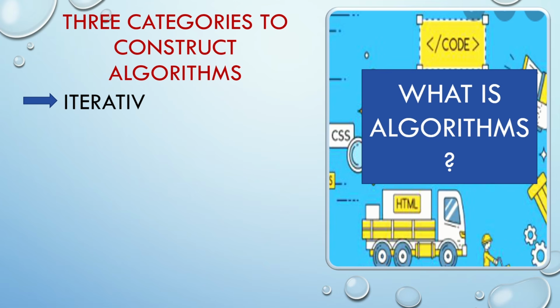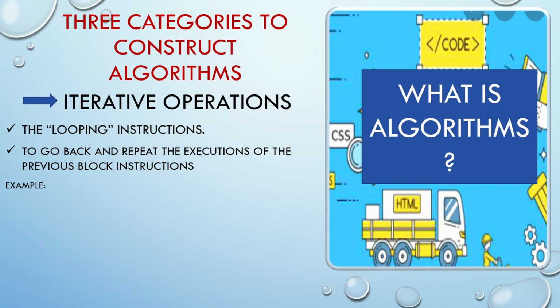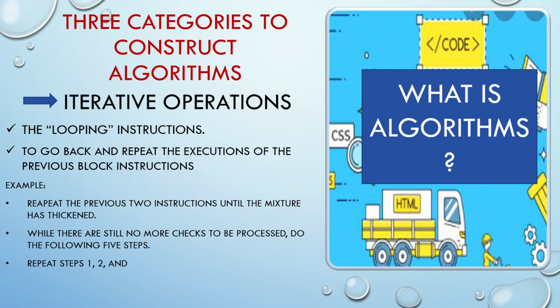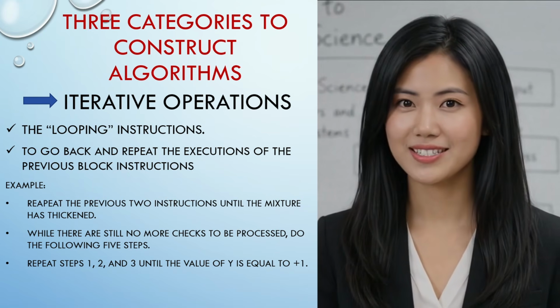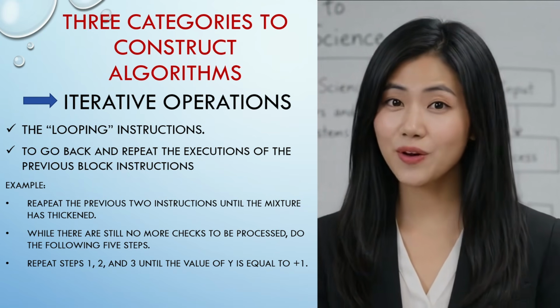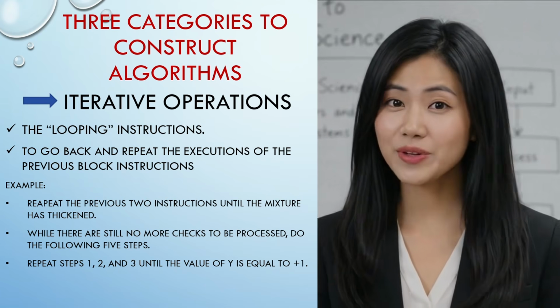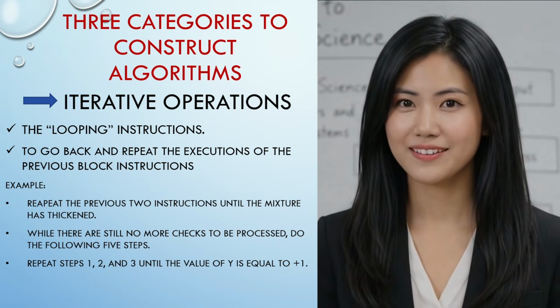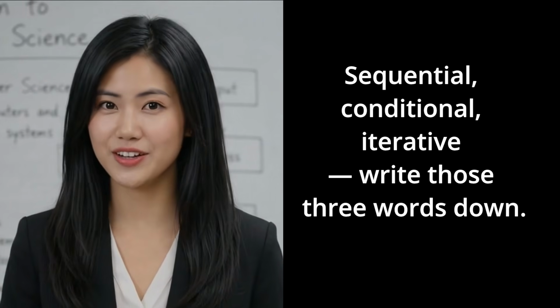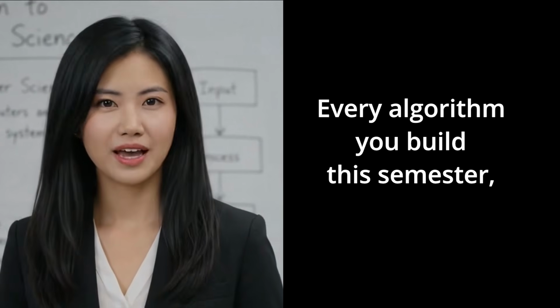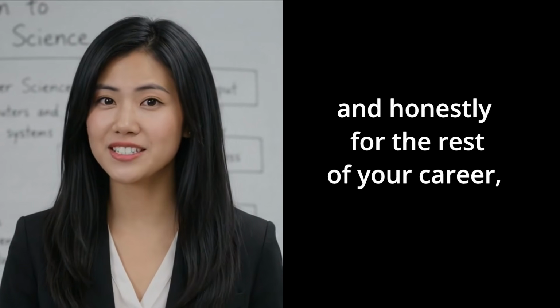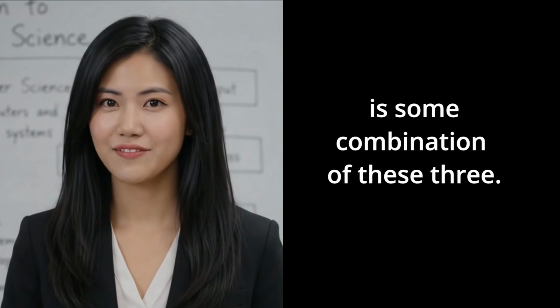And finally, iterative operations, the looping instructions. This is where you go back and repeat a block of instructions, often until some condition is met. For example, repeat the previous two instructions until the mixture has thickened. Or, while there are still more checks to be processed, do the following 5 steps. Or, repeat steps 1, 2, and 3 until the value of y equals +1. Sequential, conditional, iterative. Write those 3 words down. Every algorithm you build this semester, and honestly for the rest of your career, is some combination of these 3.